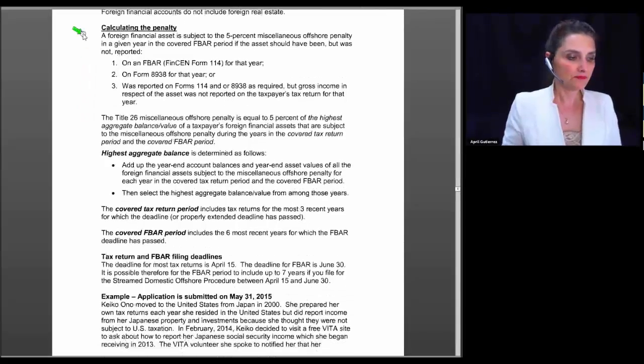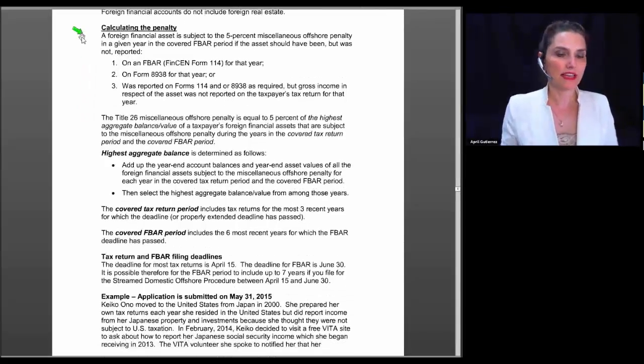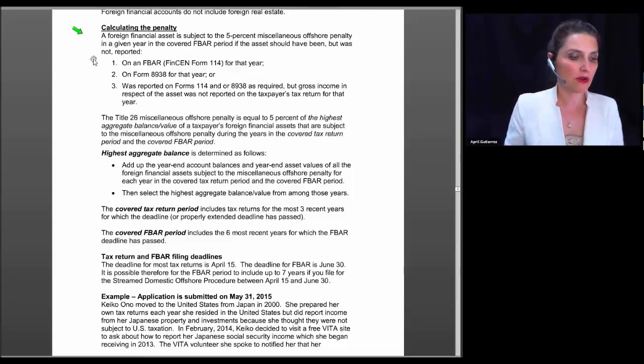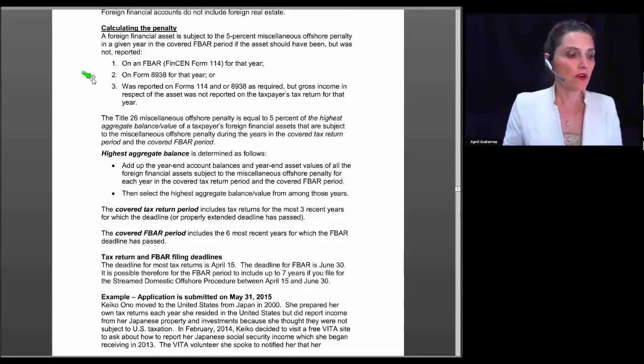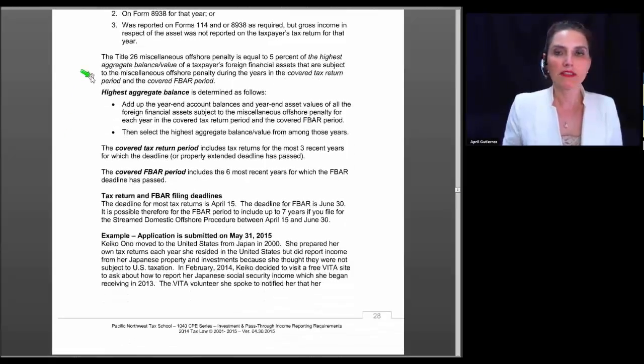Calculating the penalty. A foreign financial asset is subject to the 5% miscellaneous offshore penalty in a given year in the covered FBAR period if the asset should have been but was not reported on an FBAR, FinCEN Form 114, or on Form 8938 for the year, or was reported on Form 114 and 8938 as required, but the gross income from that account was left off the tax return. The Title 26 miscellaneous offshore penalty, again, is 5%.